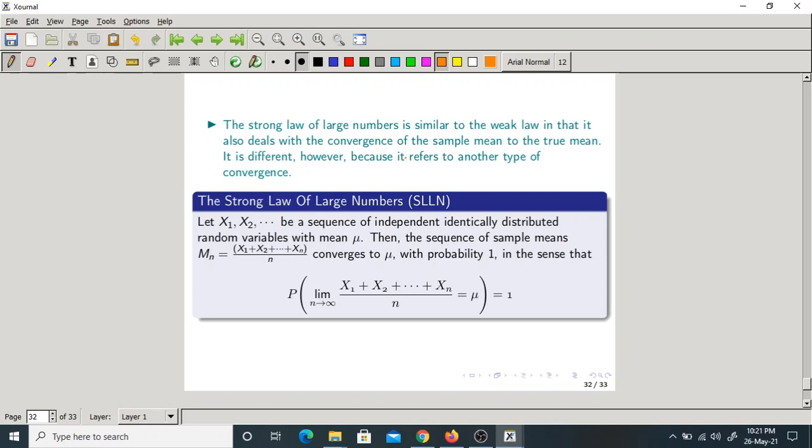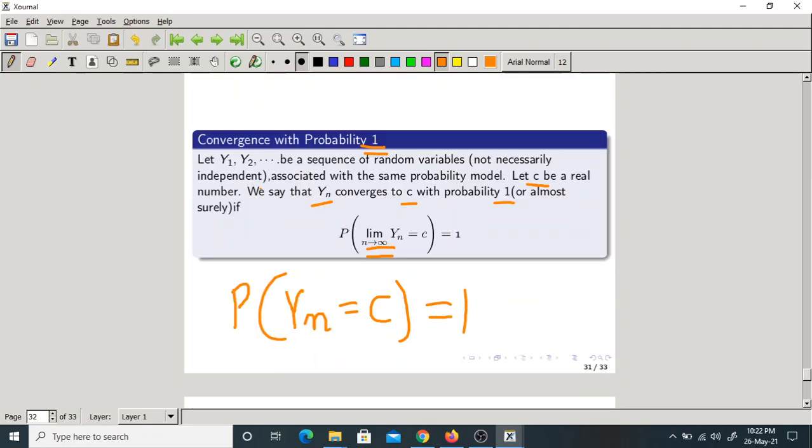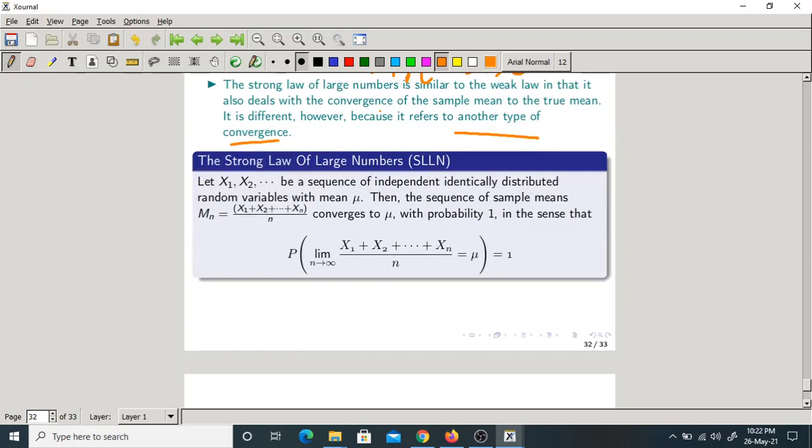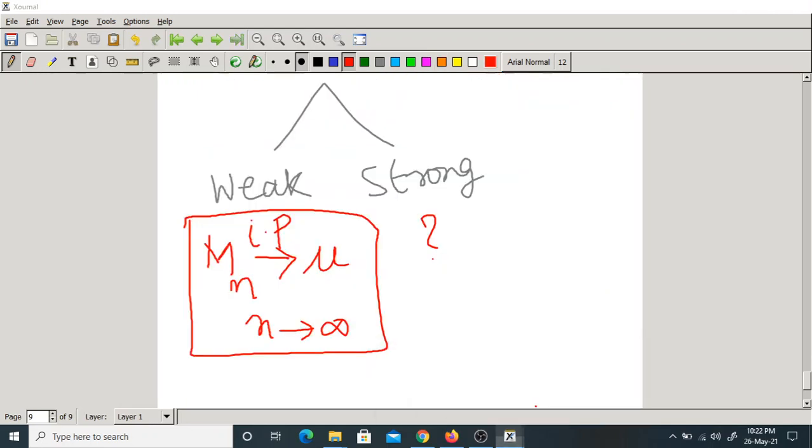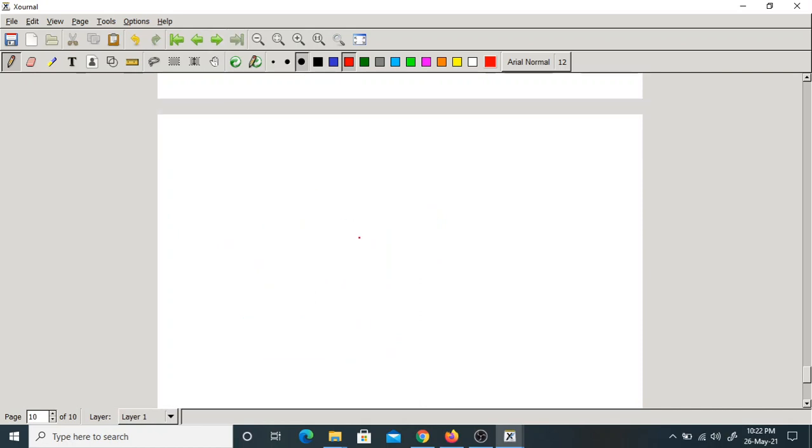So the strong law of large numbers is similar to the weak law in that it also deals with the convergence of the sample mean Mn to the true mean mu. But it uses a different convergence. What does it use? It uses convergence with unit probability. Now this is what we are saying. So in the strong law of large numbers we use convergence with unit probability.